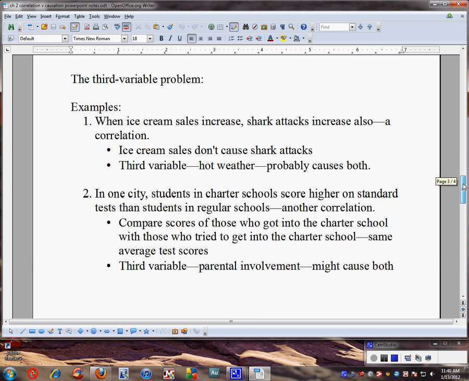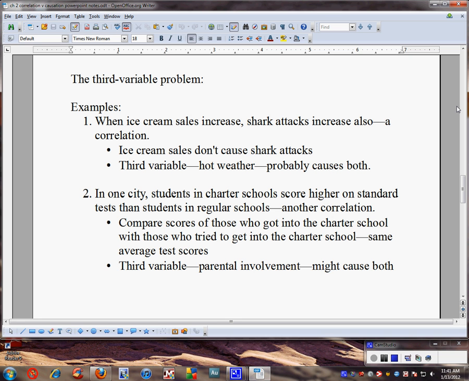Okay, so let's take a look at our examples again. The big thing that explains why you can't assume that when two things are correlated, one causes the other is really the third variable problem. So let's look at the first hypothetical example. When ice cream sales increase, shark attacks also increase. Now, most of you wouldn't assume that ice cream sales cause shark attacks, that somehow the sharks smell the ice cream, or that somehow people swim more when they've got ice cream because they're stickier or something like that.